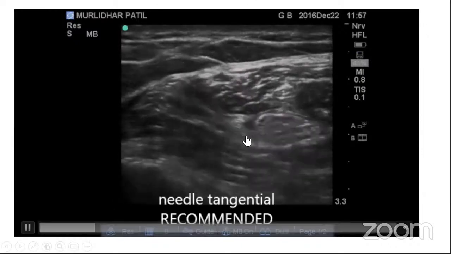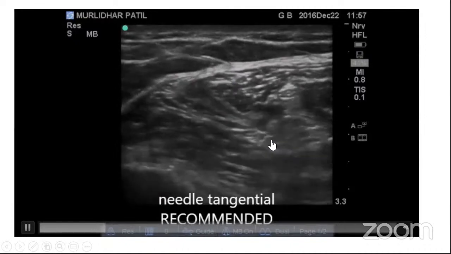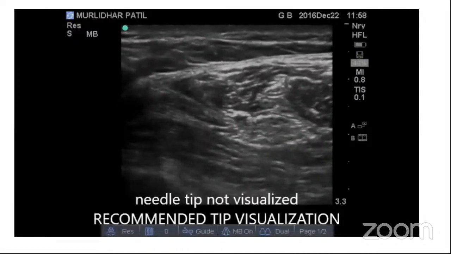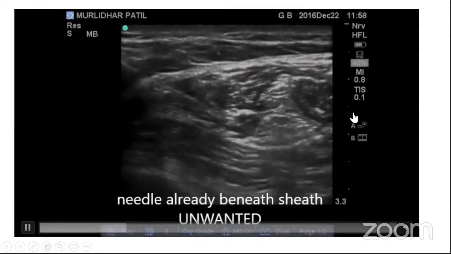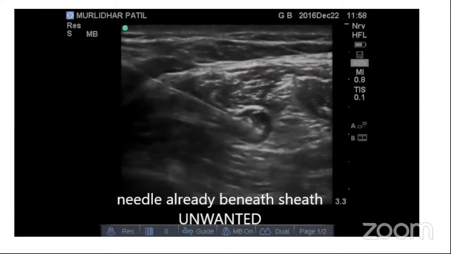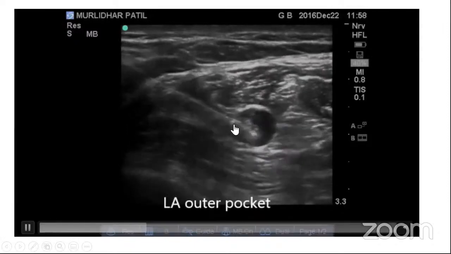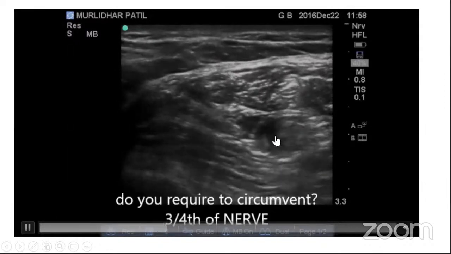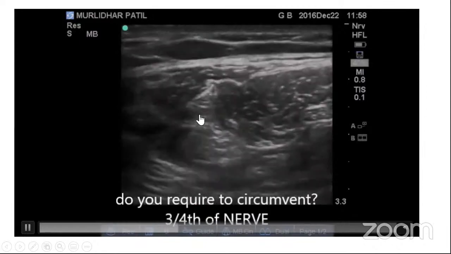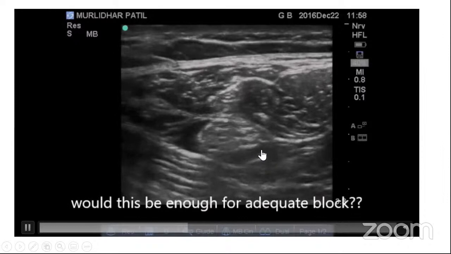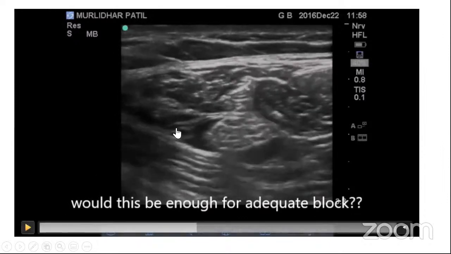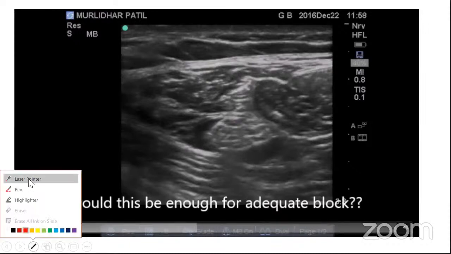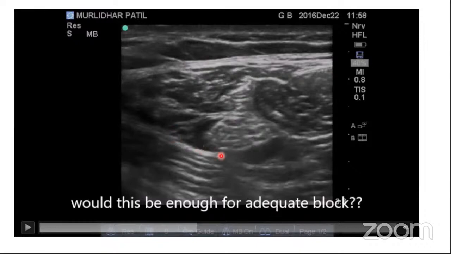So you have been drawing the needle and now you are inserting it just below the sciatic nerve. The needle tip is not visualized, but when you inject your local anesthetic, that's a safe placement. That's perfect placement, isn't it? Now, second, it's an outer pocket and you're trying to go below this. See, you have raised another sheath here. Can you see that? Yes, sir. The volume of local anesthetic is now going around here and surrounds everything. Would it be enough? Yes, it would be enough, sir.